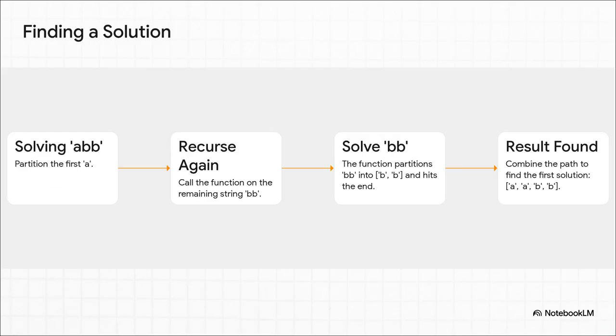Okay, so that first detective passed off ABB to a new one. What does this new detective do? The exact same thing. It slices off the A, checks it, and then passes the rest, BB, to a third detective. That last detective can split BB into B and B. We've hit the end of the string, and boom, we found our first full solution: A, A, B, B.